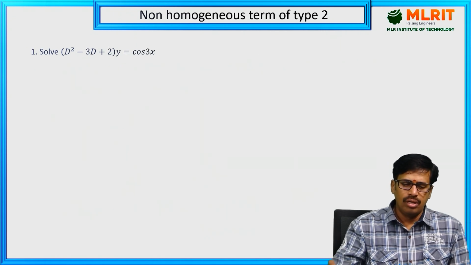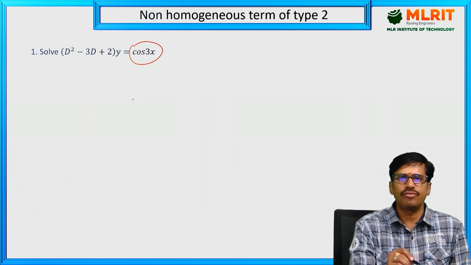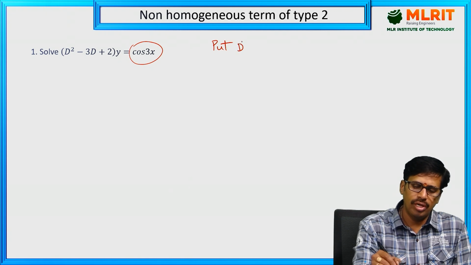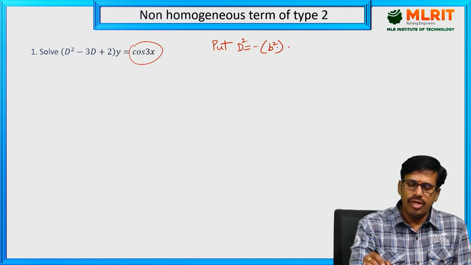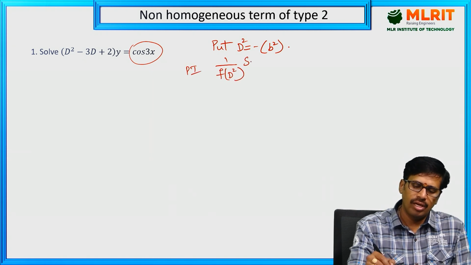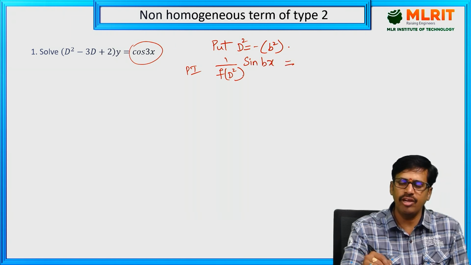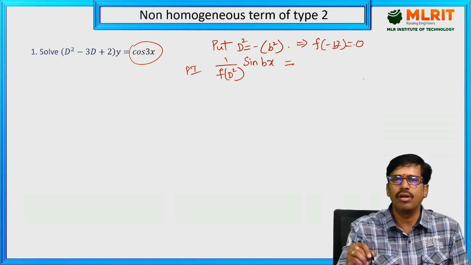Now for the non-homogeneous term, type 2, where the right side function is either sin bx or cos bx, we have to substitute d square equal to minus b square. For example, to find the particular integral 1 by f of d square on sin bx, if you get denominator 0, that is f of minus b square equal to 0, actually it should be not equal to 0.